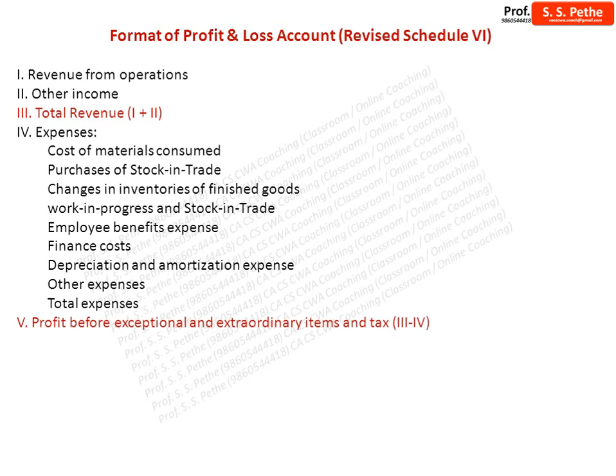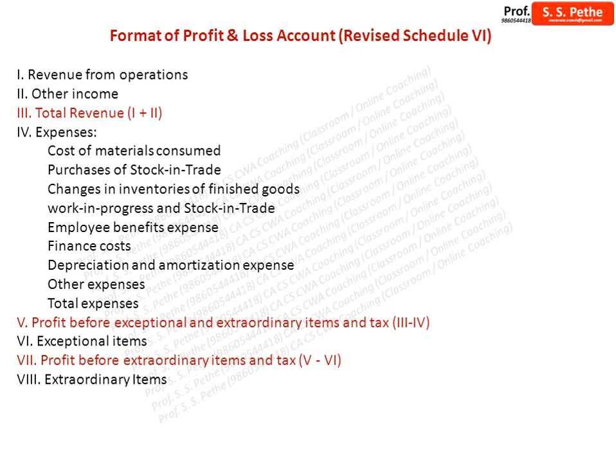other expenses, total expenses. Again, I advise you to just mark this schedule and try to write it down on a piece of paper. It will help you a lot while solving the question. After that, you will get the profit before exceptional and extraordinary items and tax. Then you have to adjust the exceptional items. You will get the profit before extraordinary items and tax. You have to adjust the extraordinary items. Then you will get the profit before tax.